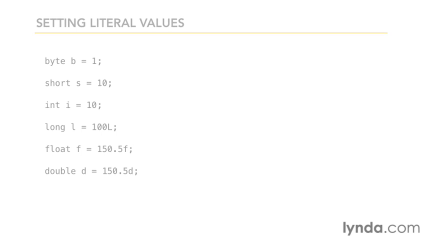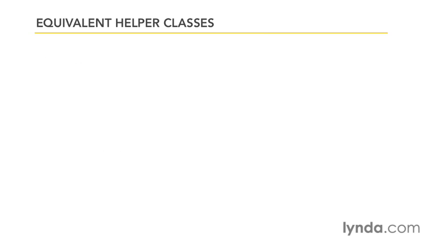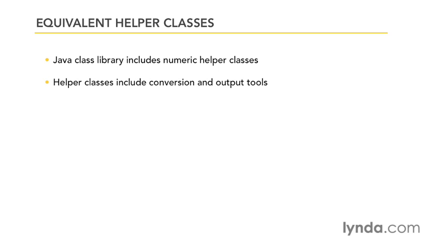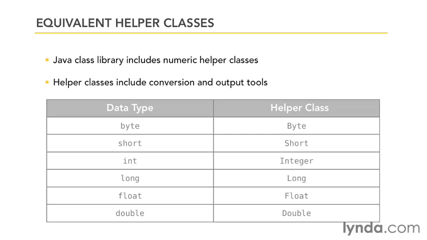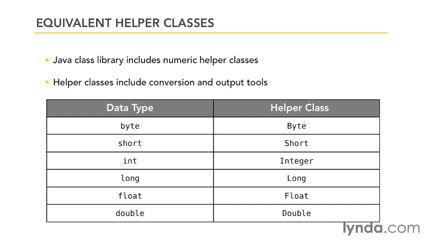In addition to the primitive data types for numbers, there are also a set of helper classes that are a part of the Java class library. Each of these helper classes includes tools for converting and outputting numeric values. Here's a listing of the data types on the left, and their matching helper classes on the right. For the most part, the names match.